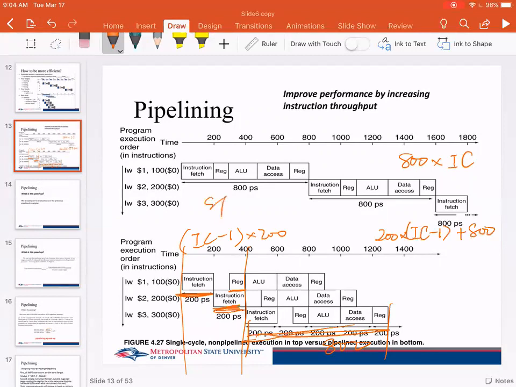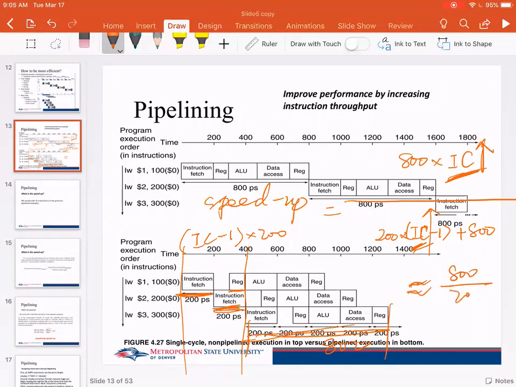And to calculate the speed up of the pipeline processor, we simply need to do the longer time divided by the shorter time. When the IC number becomes bigger and bigger, and if you are thinking about a real application, the IC number is really big. Usually you have millions of instructions. So this number will eventually become 800 divided by 200.